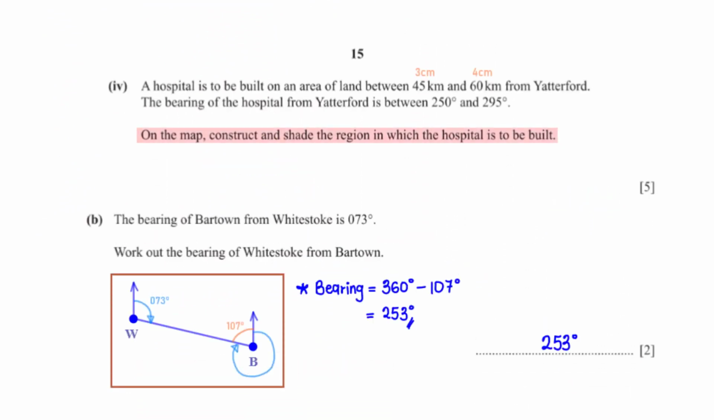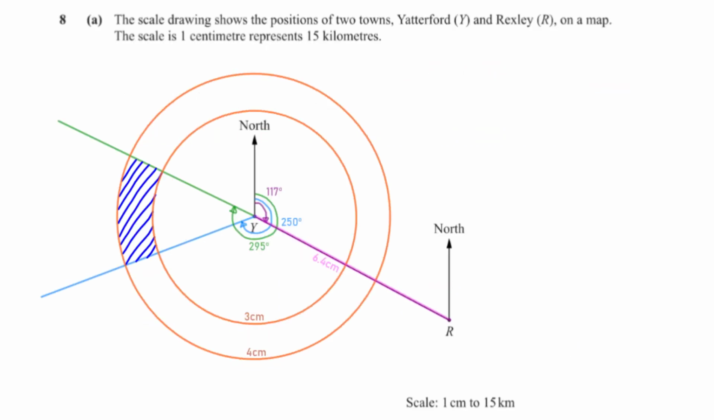On the map, construct and shade the region in which the hospital is to be built. We are told the hospital is to be built on an area of land between 45 kilometers and 60 kilometers from Yatterford. Using the scale conversion, 45 kilometers maps to 3 centimeters and 60 kilometers maps to 4 centimeters on the scale drawing. First, measuring our compasses to a width of 3 centimeters, we stand at Yatterford and construct a circle. Then measuring the width of the compass to be 4 centimeters, we stand at the same point and construct another circle.